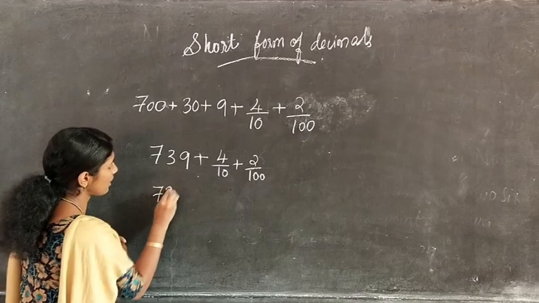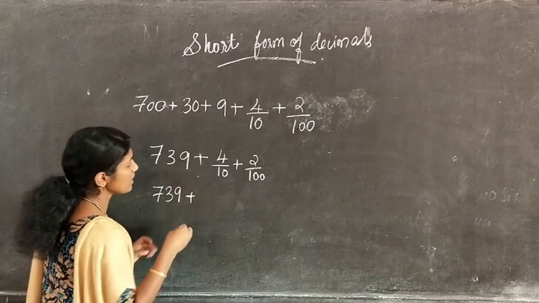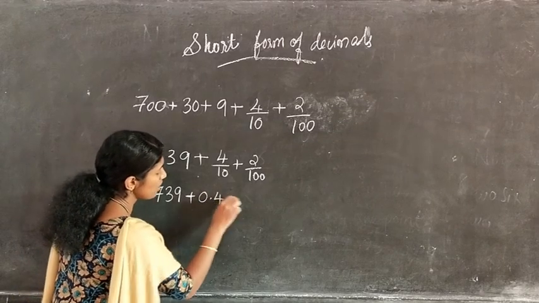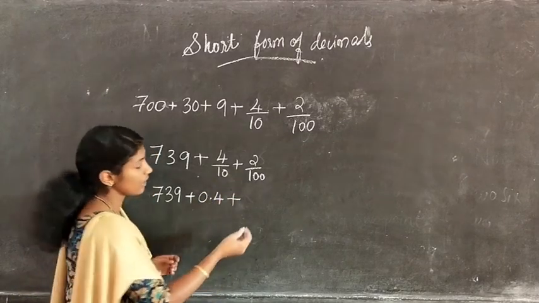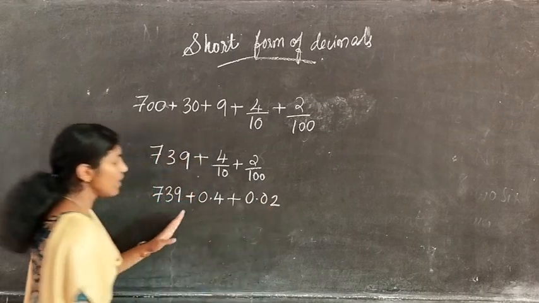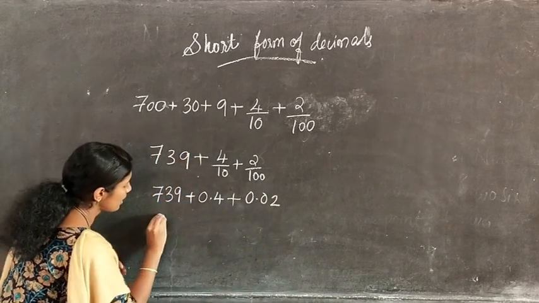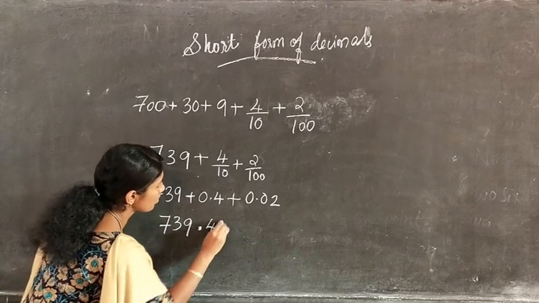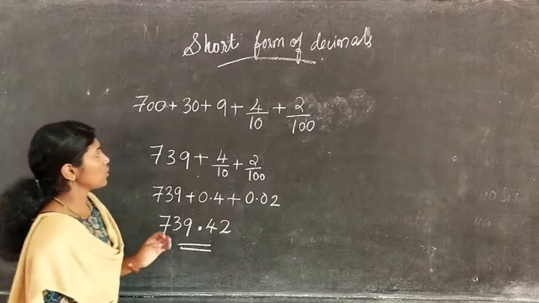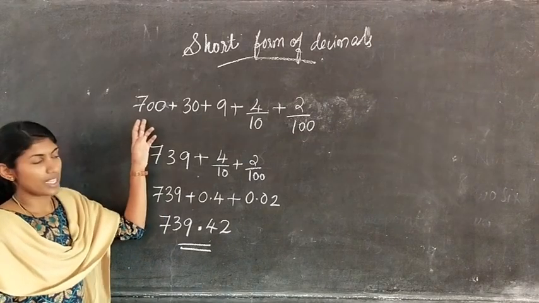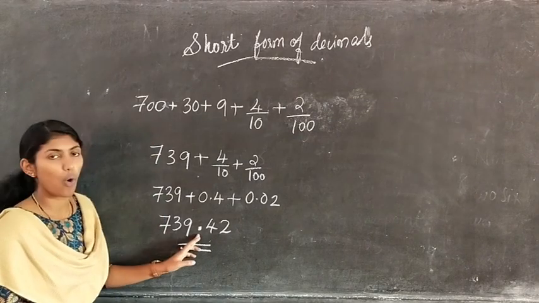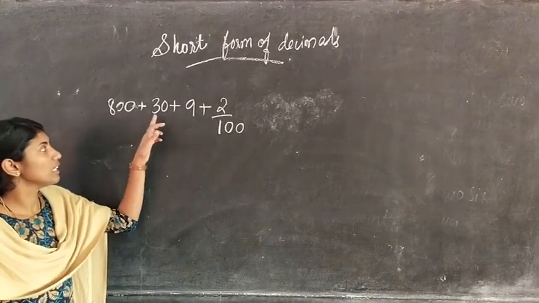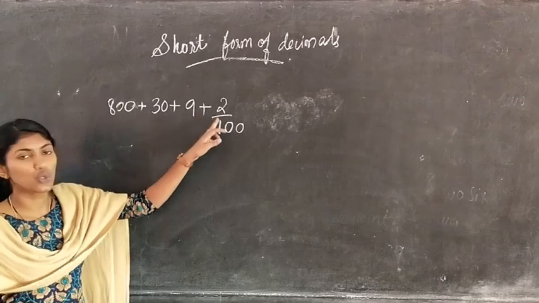That is 739 plus 4 by 10 can be written as 0.4 plus 2 by 100 can be written as 0.02. And when we add all these, we will get 739.42. So the short form of this expanded form is 739.42. Next expanded form is 800 plus 30 plus 9 plus 2 by 100.